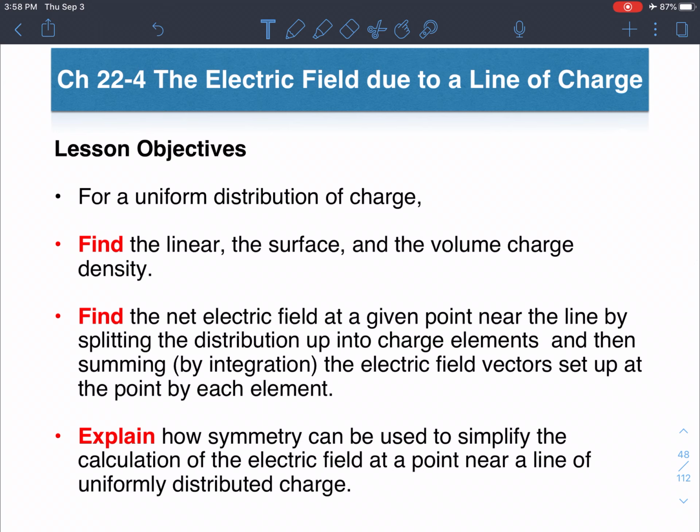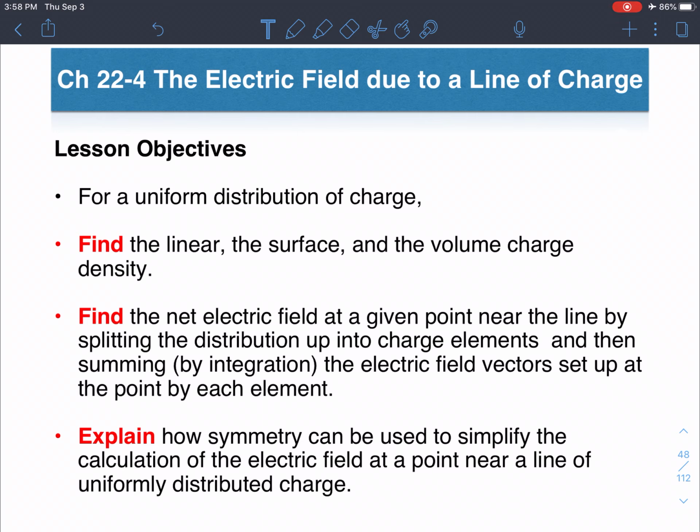So now we are going to move on to the next section. Now things are going to get complicated. We need calculus, integrals, derivations, and what we are going to talk about in this case is the electric field due to a line of charge. First we will talk about uniform charge, and we'll find the linear, surface and volume charge density. And we will find the electric field at a given point near the line by splitting the distribution up into charge elements and then summing by integration.